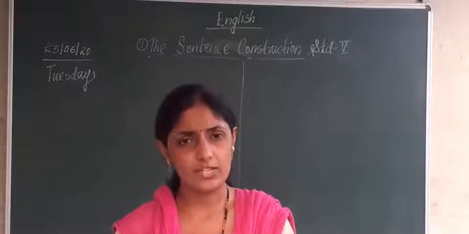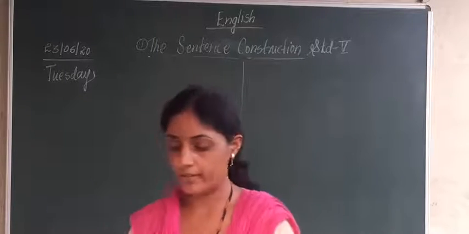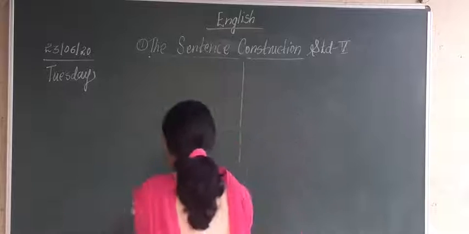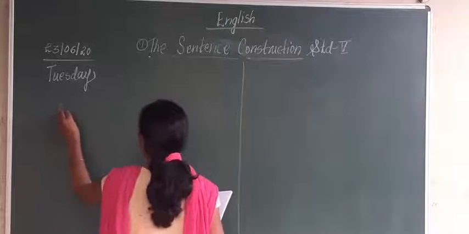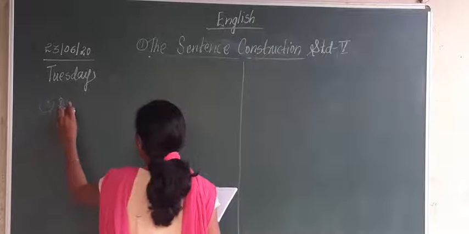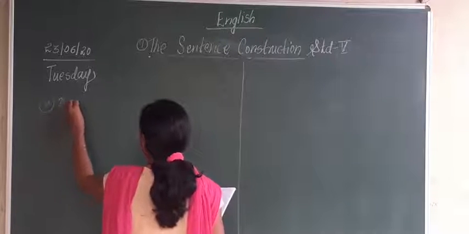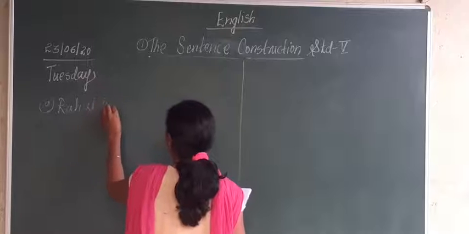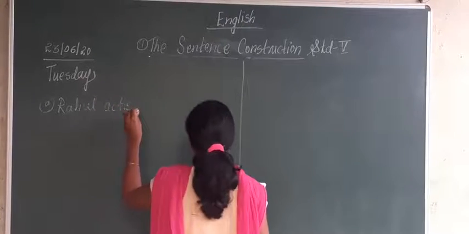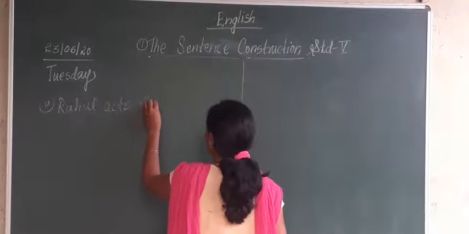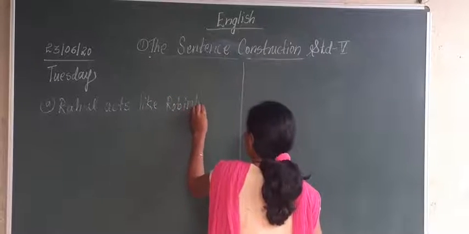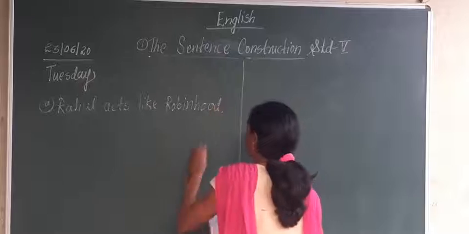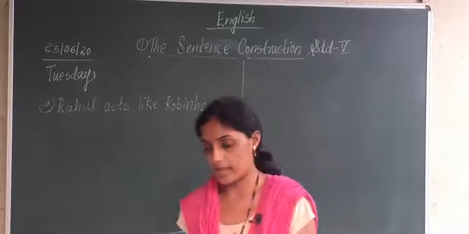Now what is this subject and predicate? We will take one example. I will give you one example. Rahul acts like Robin Hood. How does Rahul act? Rahul acts like Robin Hood.